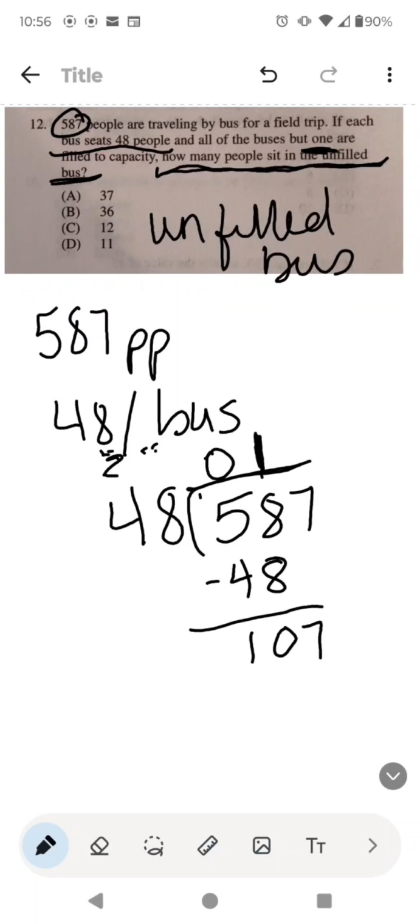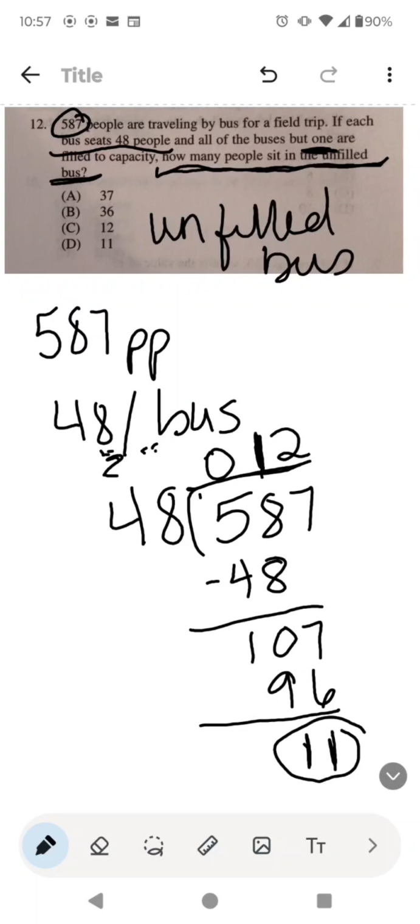How many times is 48 going into 107? Well, I know 48 and 48 is going to be 96. So that's 2 times. Remember, we have 107 minus 96. 7 minus 6 is 1. 10 minus 9 is 1. 11 are going to be left over.